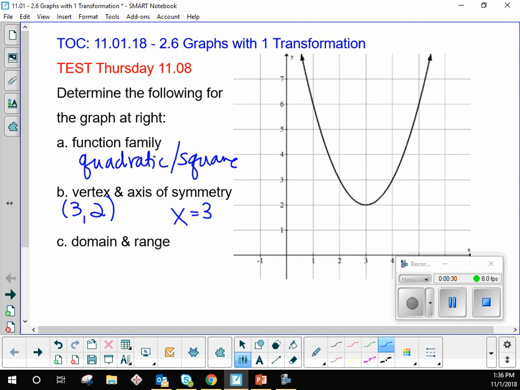What's the domain here? All real numbers, and if we were writing that in interval notation, what would that look like? Negative infinity to infinity with parentheses. And what's the range? 3 to infinity. 2 to infinity. And then the 2 gets a bracket.